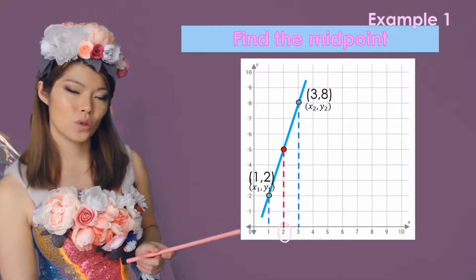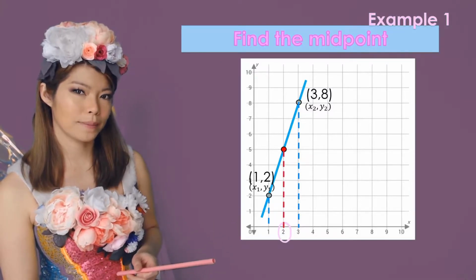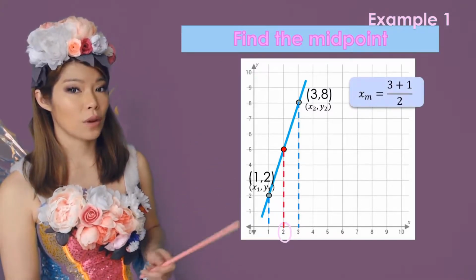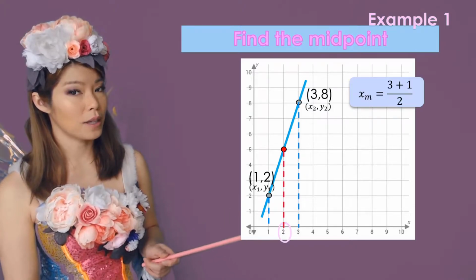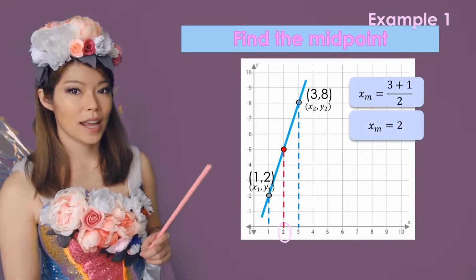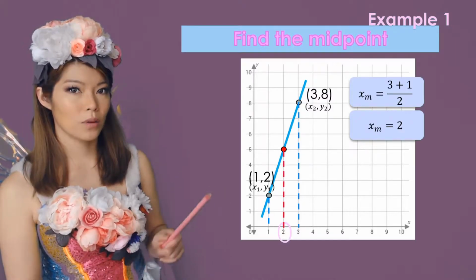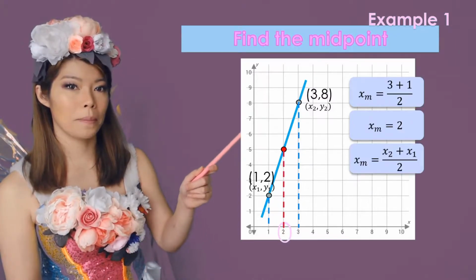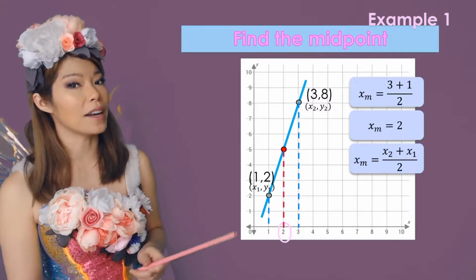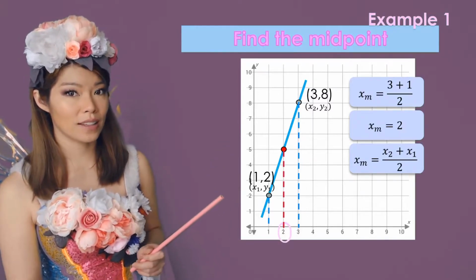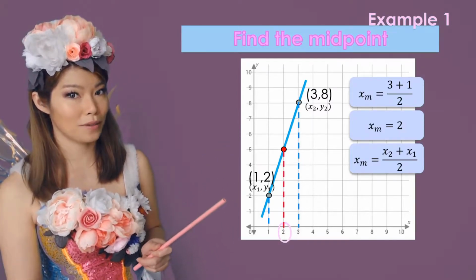How do we get 2 from the 3 and 1? So we added the 3 and 1, which is 4, and divided by 2 to get the 2. So the xm, or the middle x, is 2. Let's recap. We took x2 plus x1 and divided by 2. So now we have the formula to calculate the x-coordinate for the middle value.